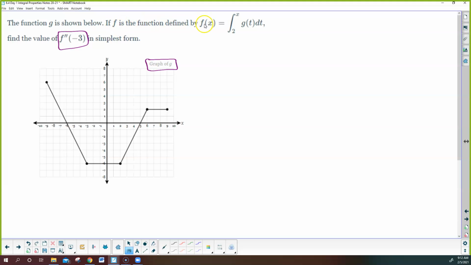If f is equal to the area under the curve, so f is the integral of g, which is the area under the curve, find the second derivative. Ooh, so how would I do that? Well, I would take the relationship that I know. That's given, right? Just rewrite it. And then I want to take the derivative of it once.